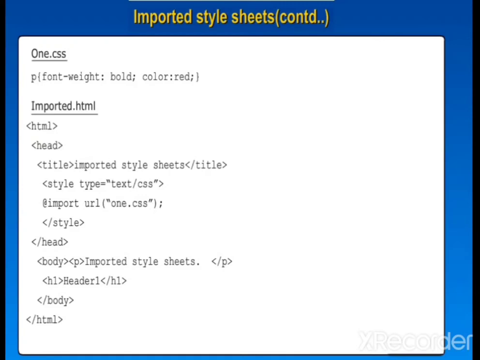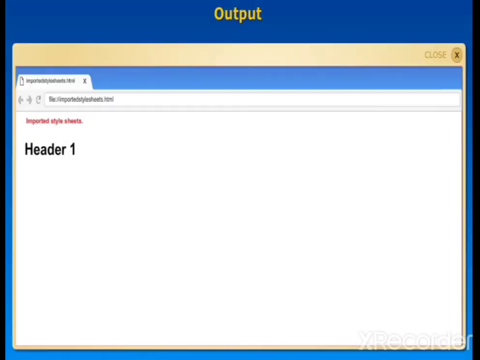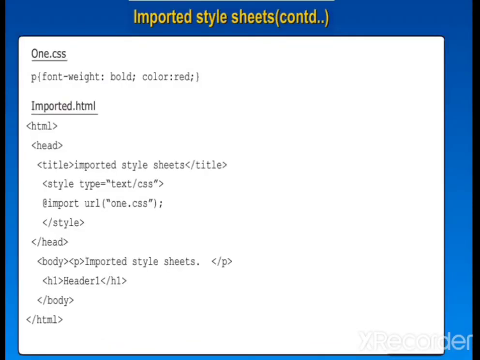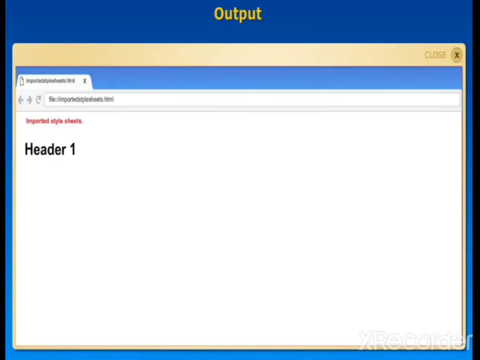Here in the body tag, paragraph tag is used, h1 tag is used. Only for paragraph tag we mentioned the style, not for h1 tag. See the output. Here h1 tag is displayed without any style, but for paragraph tag some style is applied here. See, for paragraph tag color is red and font weight is bold. For h1 tag no style is applied here. Same will be displayed here.